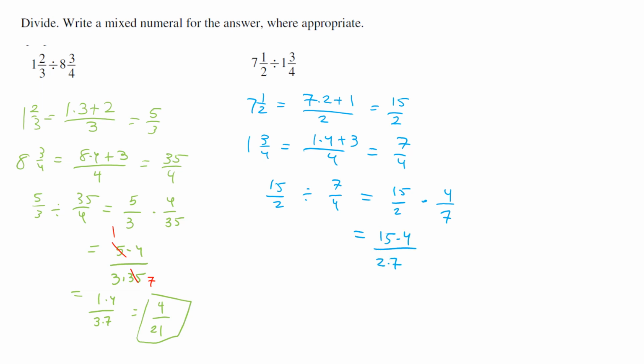We see that 4 and 2 share a factor of 2. 4 divided by 2 is 2. 2 divided by 2 is 1. So this is going to give us 15 times 2 over 1 times 7, which is 30 over 7. Since this is an improper fraction, the numerator is larger than the denominator, we want to divide to simplify. So 7 goes into 30 4 times, which is going to be 28. Do our subtraction here with a remainder of 2, so we have 4 and 2 sevens.